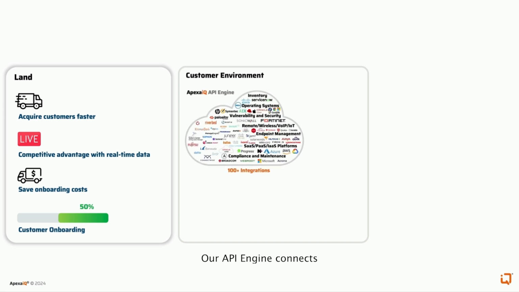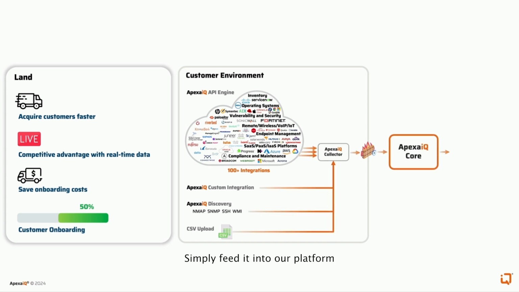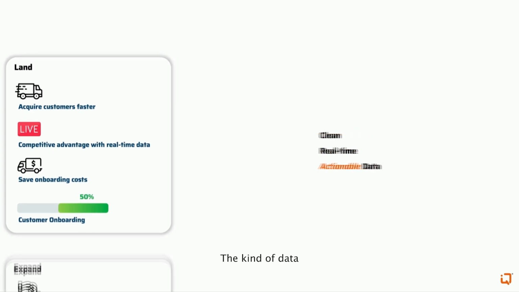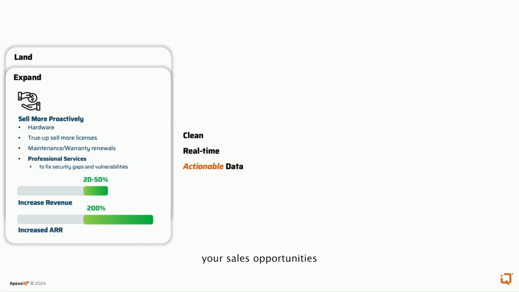Our API engine connects to over 100 different security and management tools, offering fine controls to select the data you want from these platforms. Our custom integration connects to any in-house solutions you have built. We have our own discovery and also support Excel sheets and CSV uploads. Simply feed it into our platform and you get clean, real-time, and actionable data. The kind of data that expands your sales opportunities and professional service offerings.